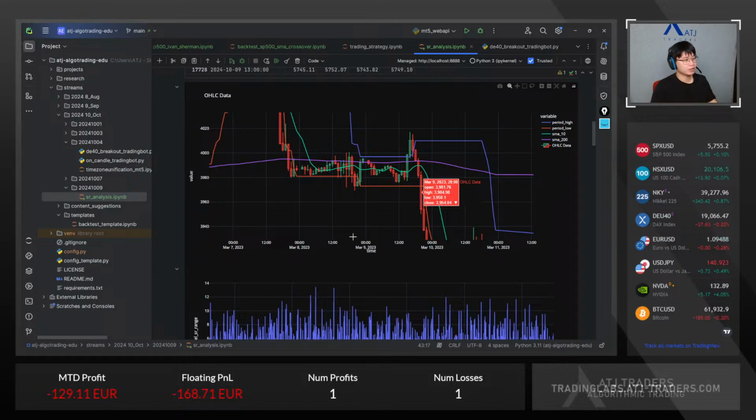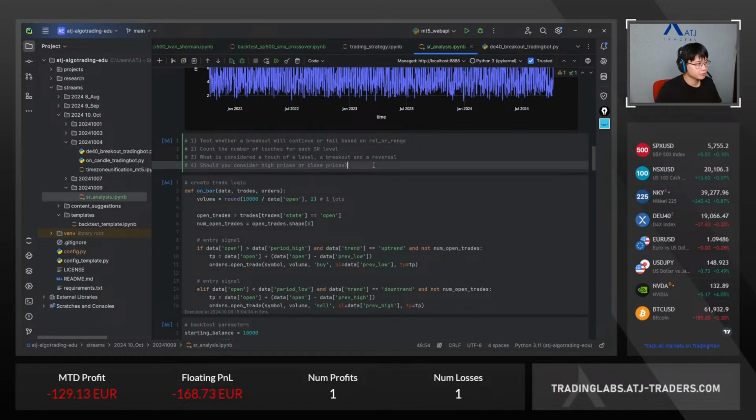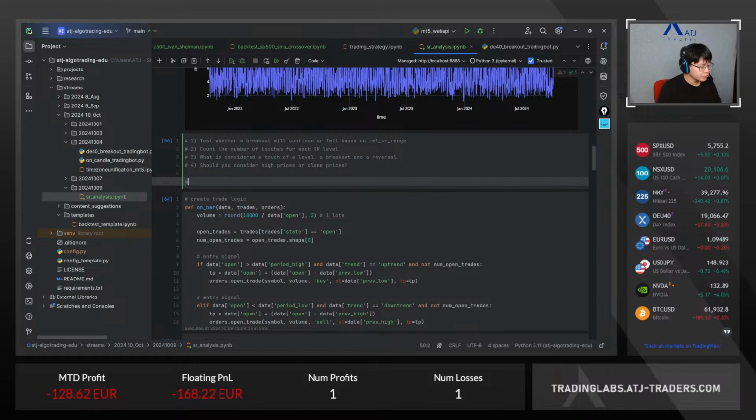So let's see all the parameters that we could use for backtesting. We could use breakout by hour. We can do breakout by relative SR range. We can also do breakout by the breakout candle size.